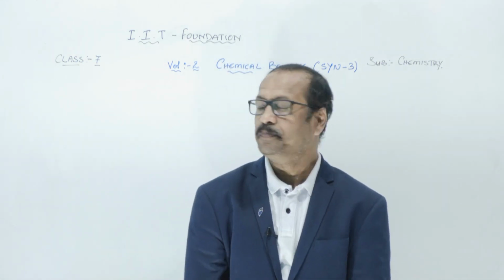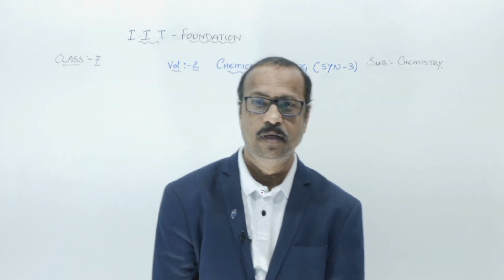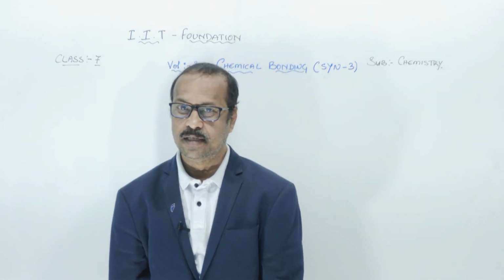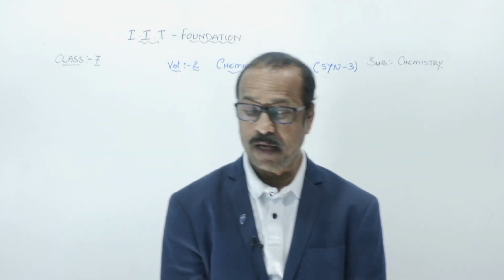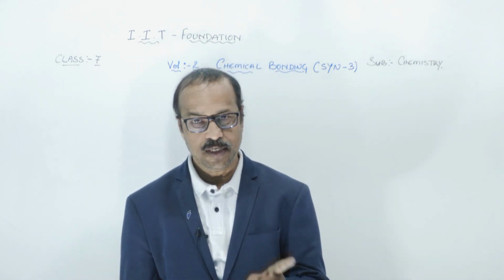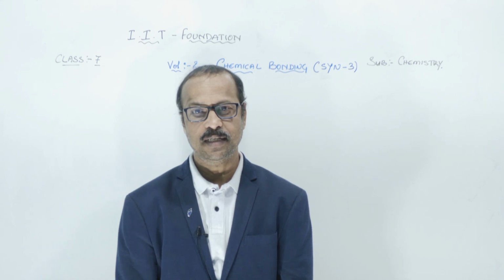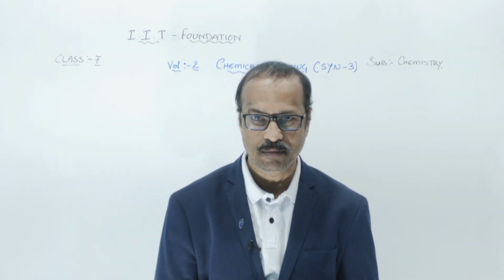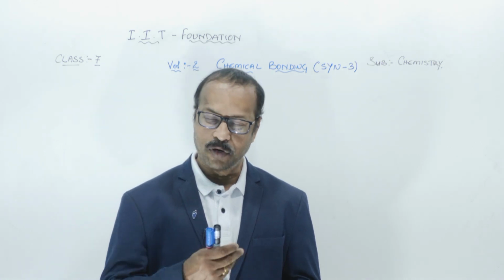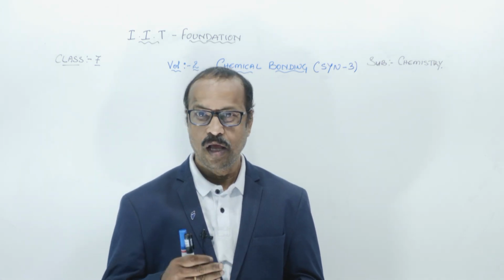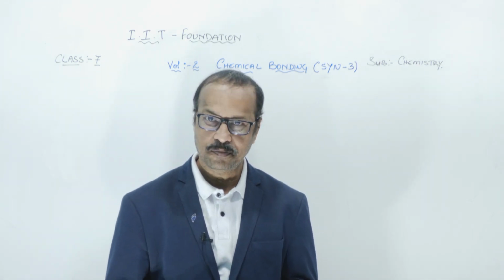Students, in the 7th class chemistry, we started the chapter chemical bonding, right? In that chemical bonding, we completed synopsis 1 and synopsis 2. In that we discussed what is chemical bonding, why the atoms combine, and what the factors are, the Lewis-Kossel theory. All this we discussed, right?